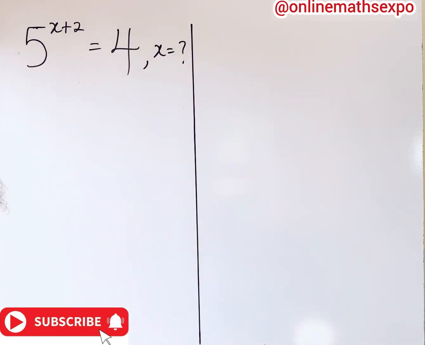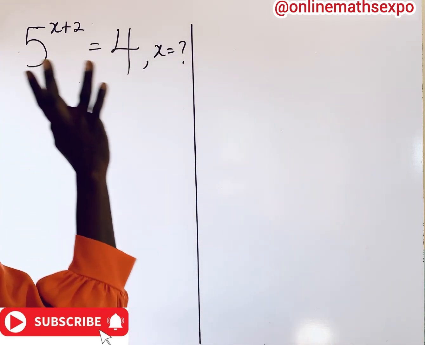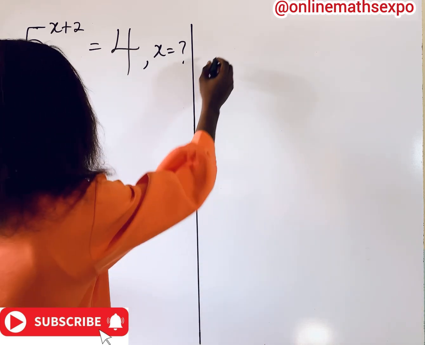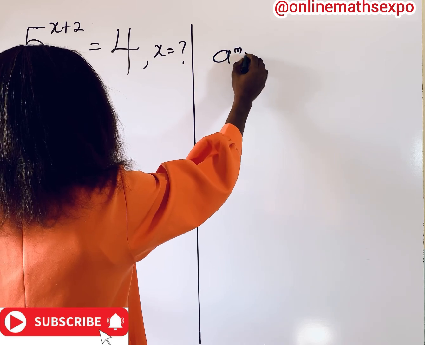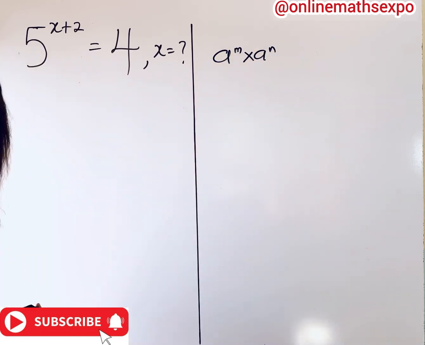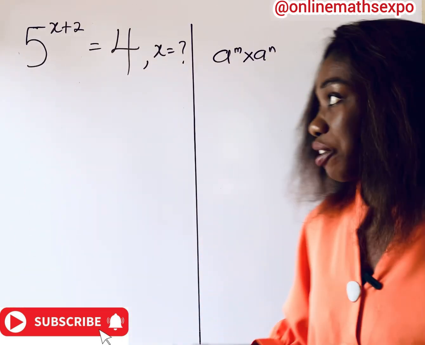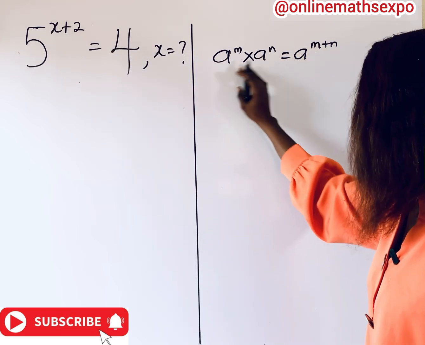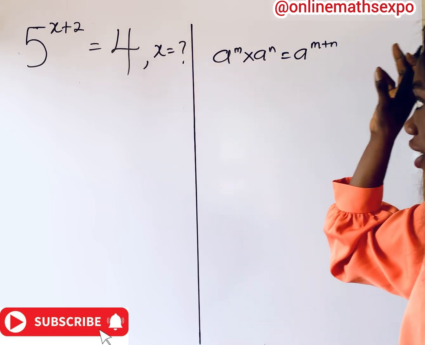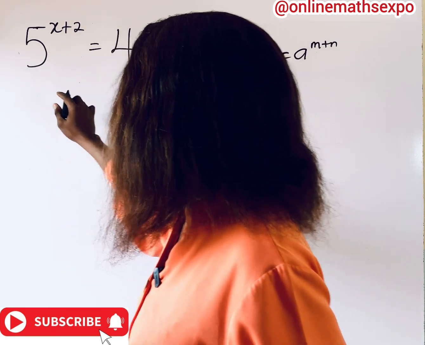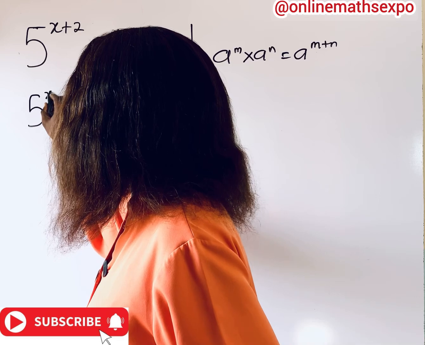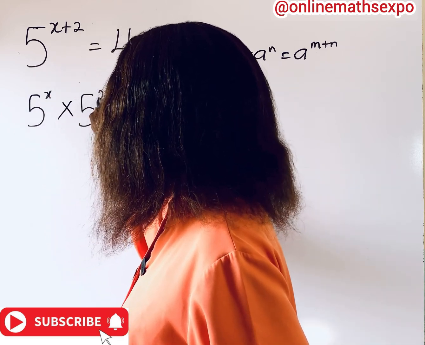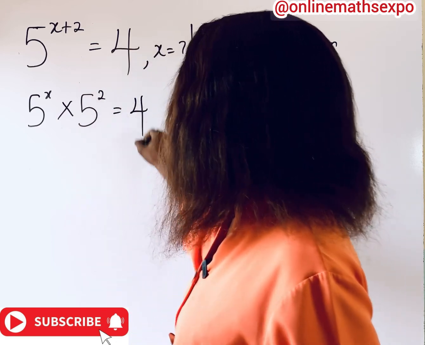So what do we do? Now, to answer this question, very important, let's remind ourselves of the fact that when you have a to the power of m multiply a to the power of n, according to your indices, what does it give you? It gives you a to the power of m plus n. So this is the same as this, okay? Now, for this, it can still be 5 to the power of x, then we multiply by 5 to the power of 2 is equal to this 4.